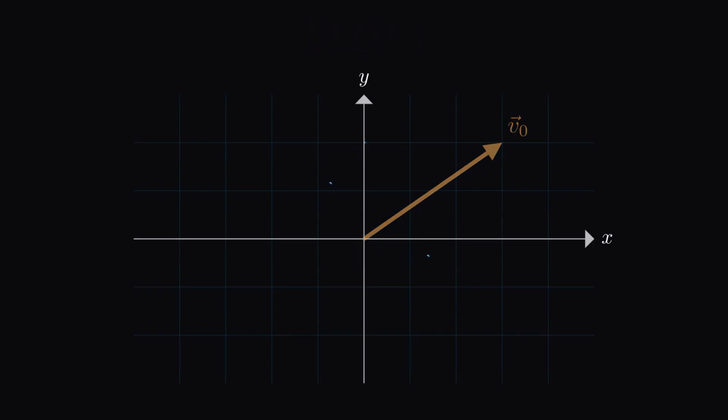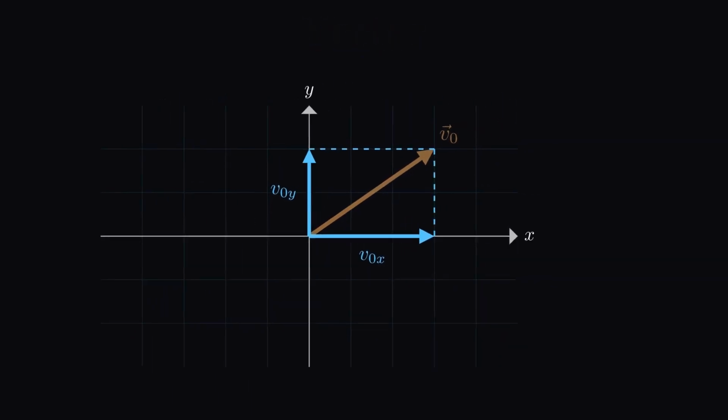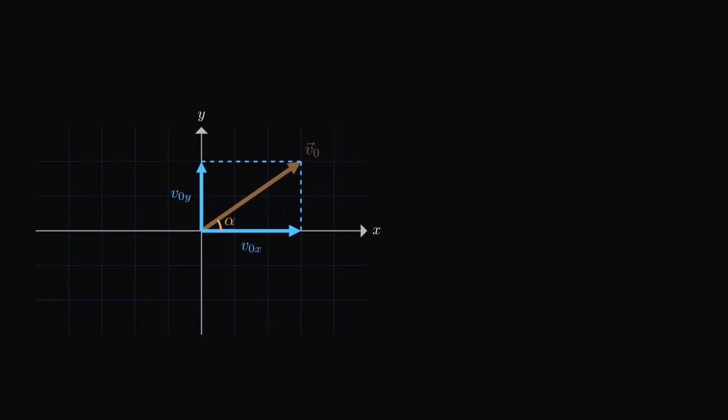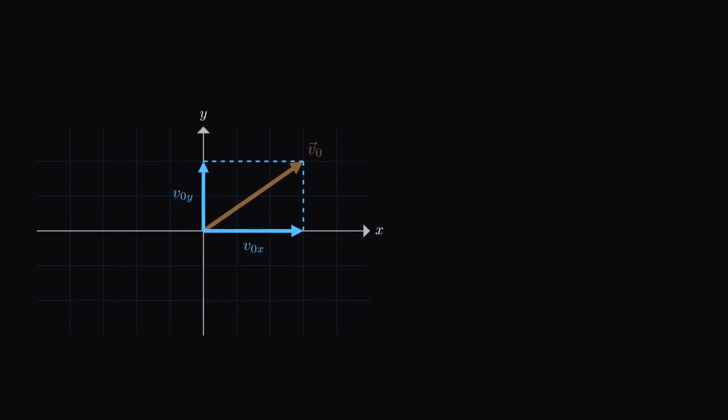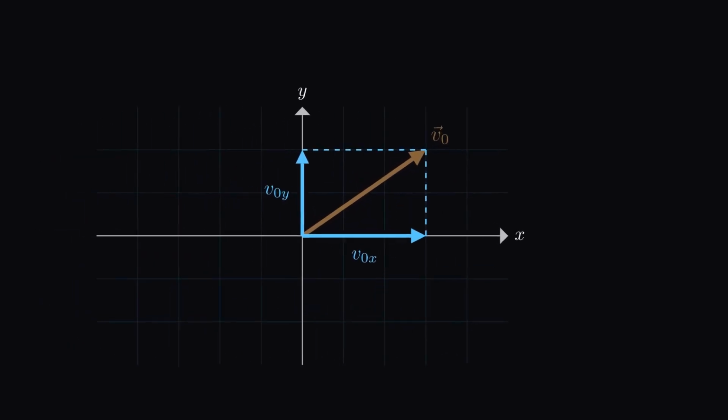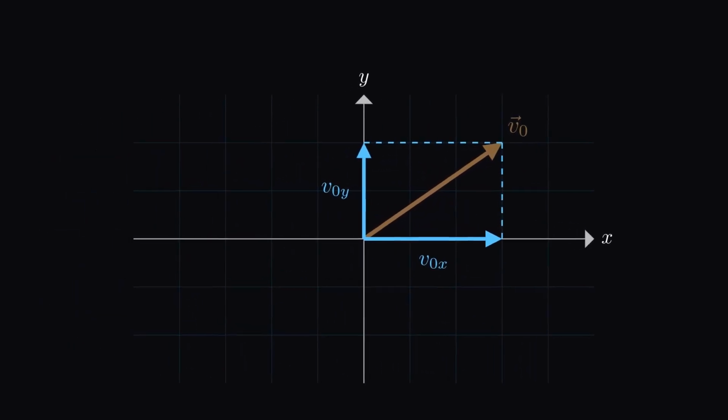And the useful thing about vectors is that we can split them into simpler parts. Using basic trigonometry, we can decompose the initial velocity into two components. One component is horizontal, and the other is vertical. We call them v0x and v0y. Now we can use the components of v0 to study the motion in each direction.